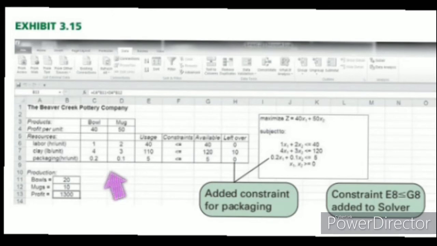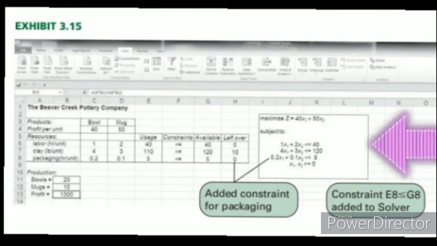So as you can see, meron na tayong new constraint to Beaver Creek model with 0.20 x sub 1 plus 0.10 x sub 2 is less than or equal to 5 hours of packaging. Meron tayong original solution na 24 bowls, 8 mugs, and 1,360 of profit. Ang new solution natin is 20 bowls, 10 mugs, and 1,300 profit.